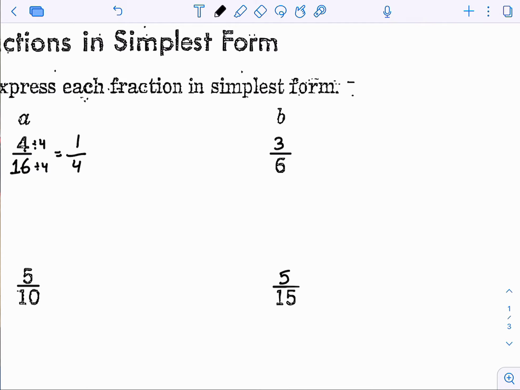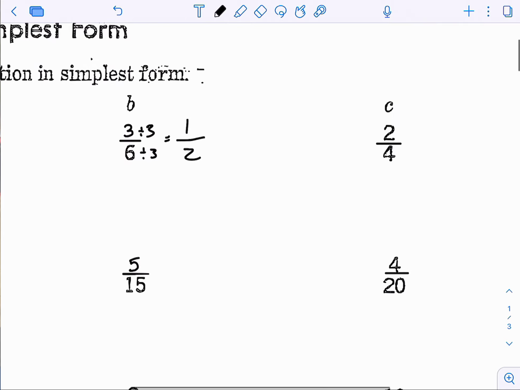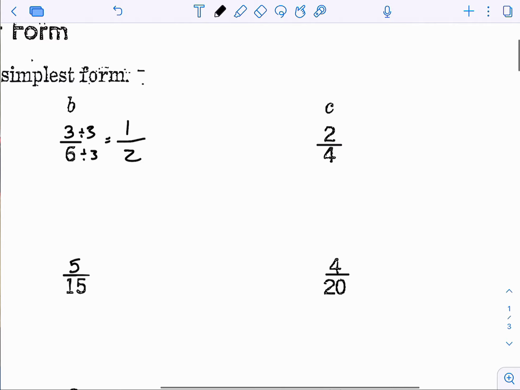So let's try here. Once again, is 3 a factor of 6? Yes, it is. 3 times 2 is 6. So I divide by 3. That's going to give me 1 over 2. Is 2 a factor of 4? Yes, it is. Divide by 2. That gives me 1/2 again.